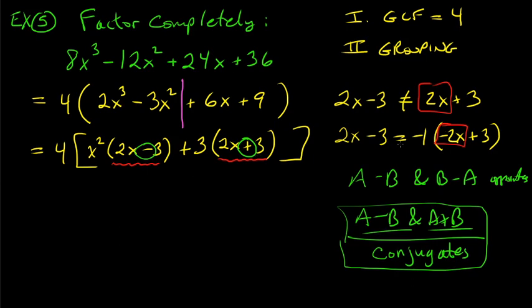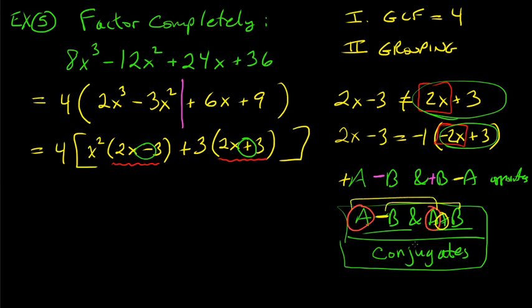We cannot factor out a negative 1 because 2x minus 3 and negative 2x plus 3 would be opposites, but not positive 2x plus 3. It's only when they both have opposite signs. In other words, this is a positive a, this is a negative a. This is a negative b, this is a positive b. Those are opposites. But down here we have a positive a and a positive a, but a negative b and a positive b. So the b's are opposites, the a's have the same sign. That's what makes these conjugates rather than opposites.